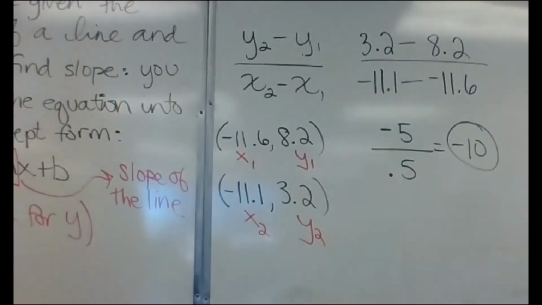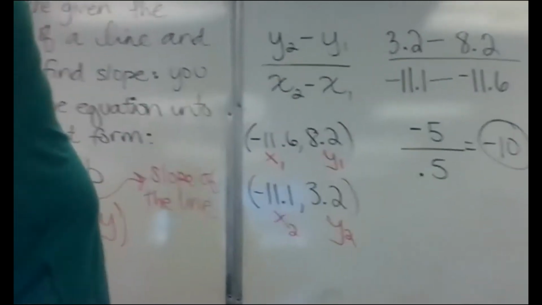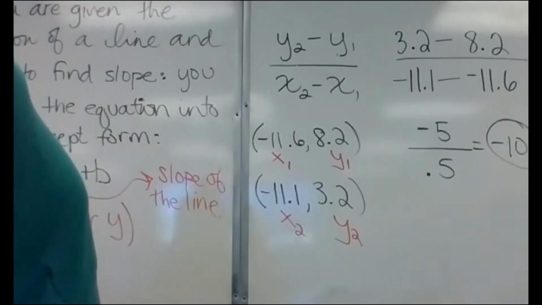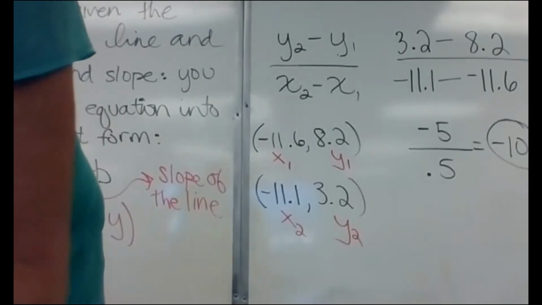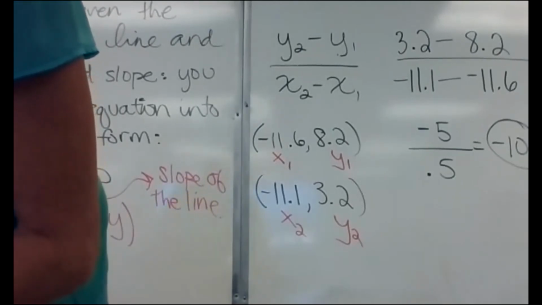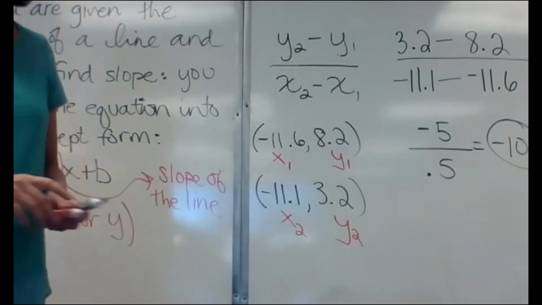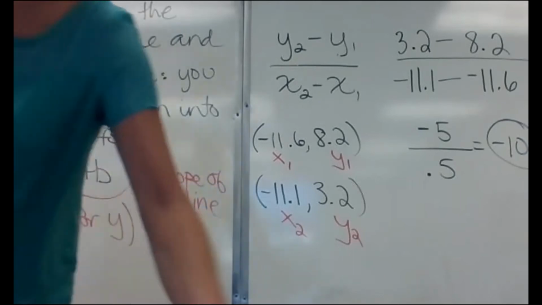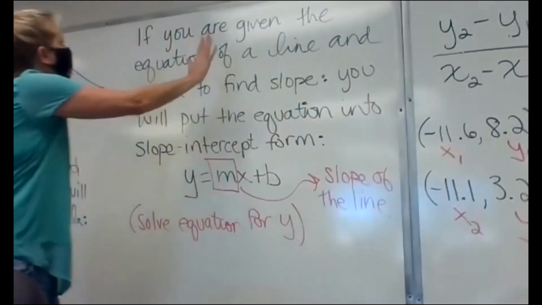Now, the last two problems, and also going into 3.4. This is a good segue into 3.4. It gives us the equation of the line. It doesn't give us 2 points. It doesn't give us a picture. It gives us this information.